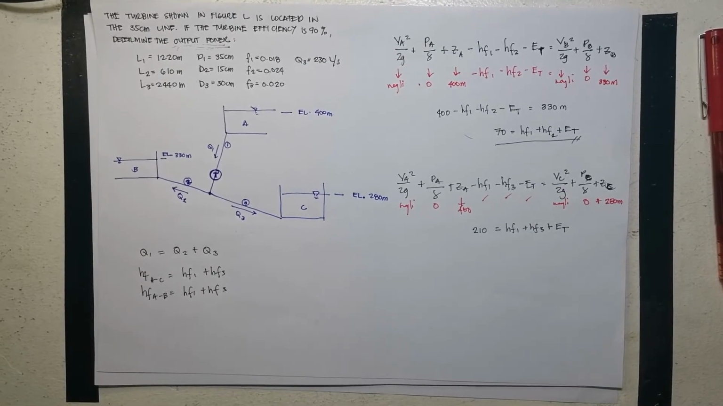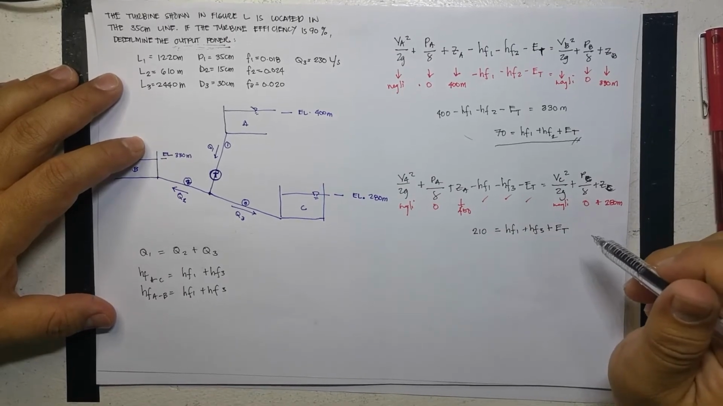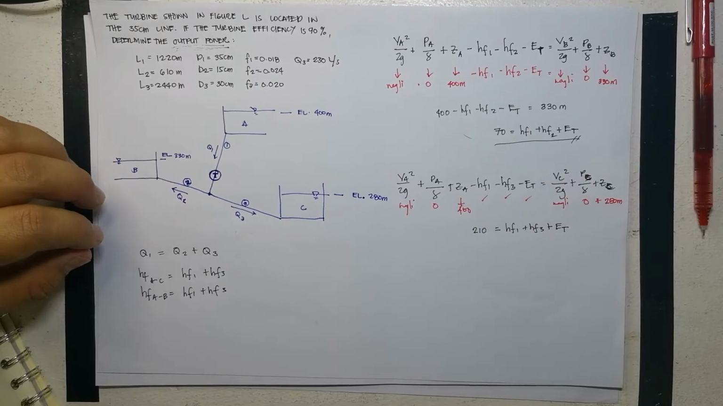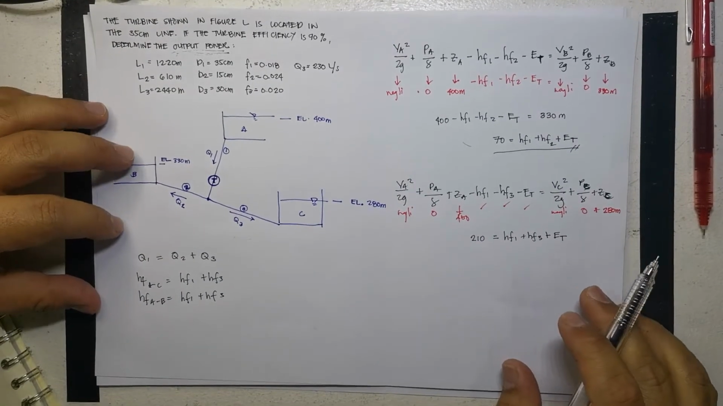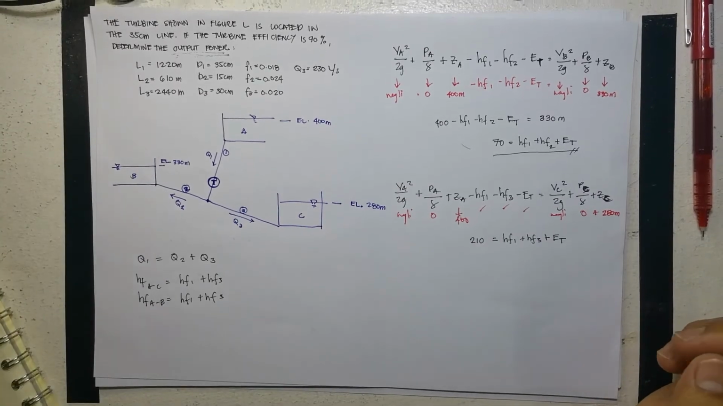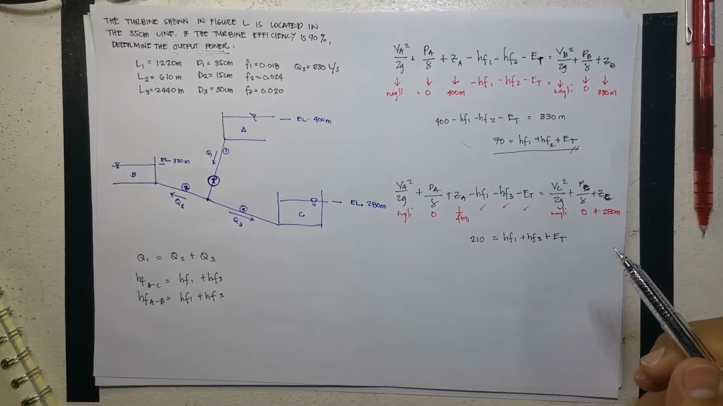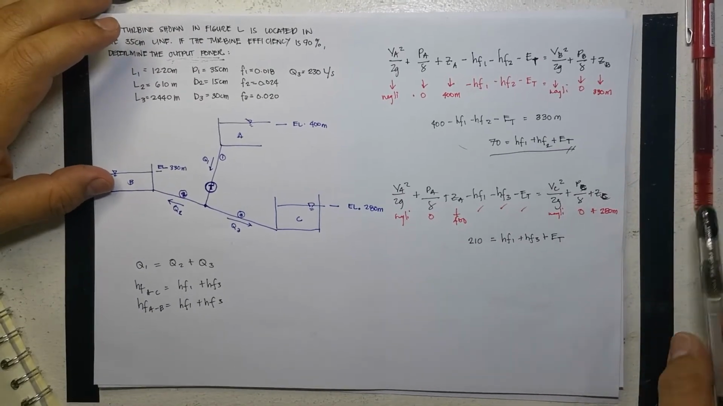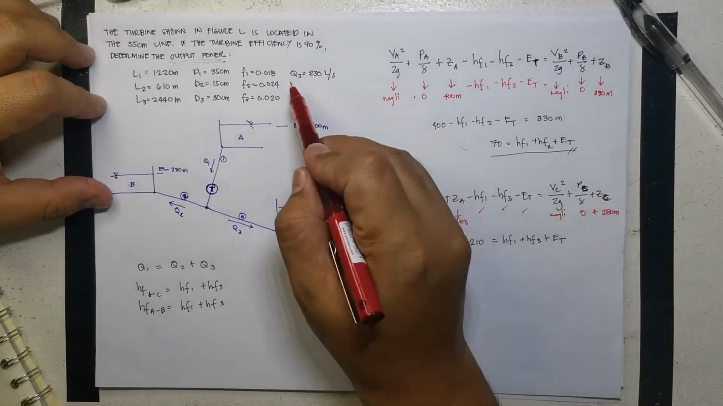So which among the unknowns, HF1, HF2, ET, HF1, HF3, which values can we directly compute na? No? So meron tayong given na value for Q3.